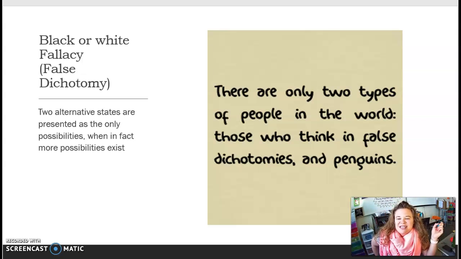Slide 9, black or white fallacy, false dichotomy. Two alternative states that are presented as the only possibilities when in fact more possibilities do exist. There are only two types of people in the world: those who think false dichotomies and penguins. Those two things don't relate. So if I said, you have two choices right now: either you could take notes on logical fallacies or you can stub your toe. There is nothing that relates about those two things. There's no comparison. There's no logic. That is a logical fallacy.